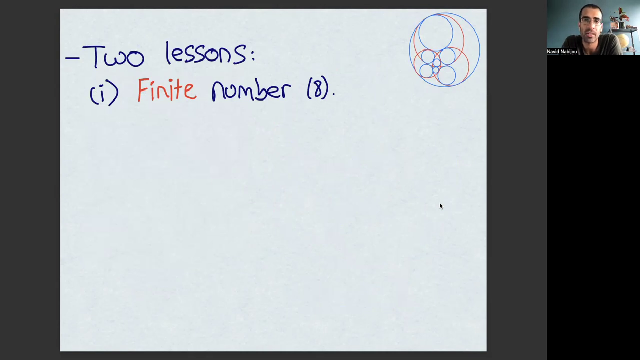I gave you these red circles. I said, I want to look at all the blue circles that are tangent to them. And it wasn't really obvious that I should get a finite number, right? I could have gotten infinitely many. And then I wouldn't be able to write something as satisfying as the number 8 as the answer to my problem. So that's kind of the first lesson.